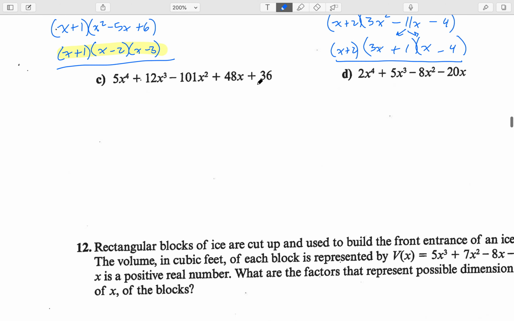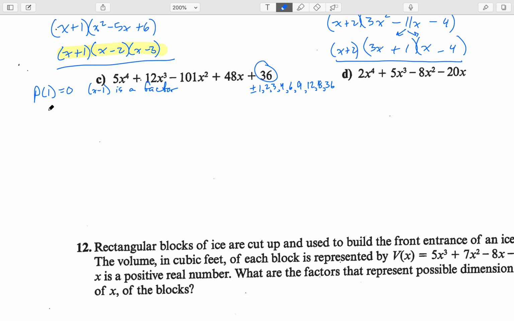Okay, look at this beast. Plus or minus 1, 2, 3, 4, 6, 9, 12, 18, 36. Yikes, there's lots of possible factors, right? So luckily, our first one, P of 1, works. P of 1 is equal to 0. Excellent. So that means x minus 1 is a factor.